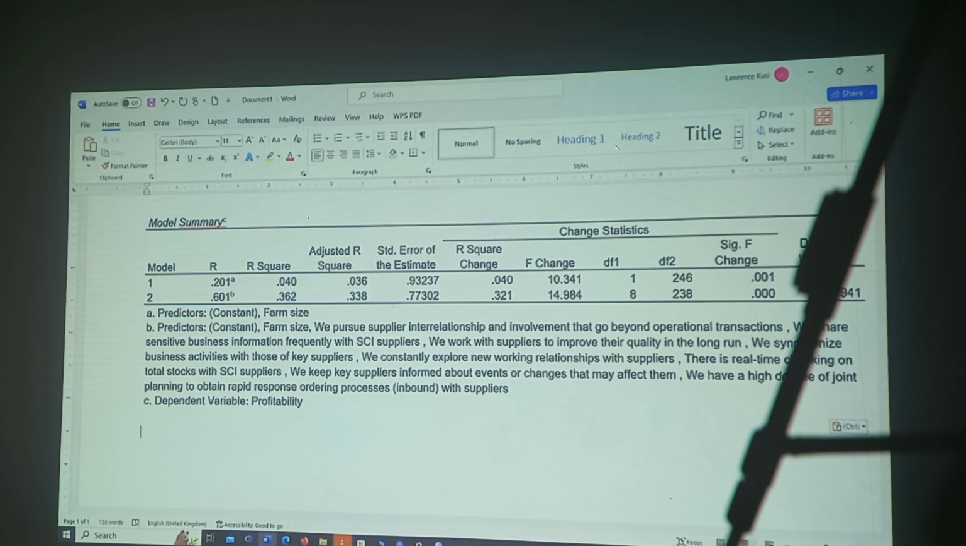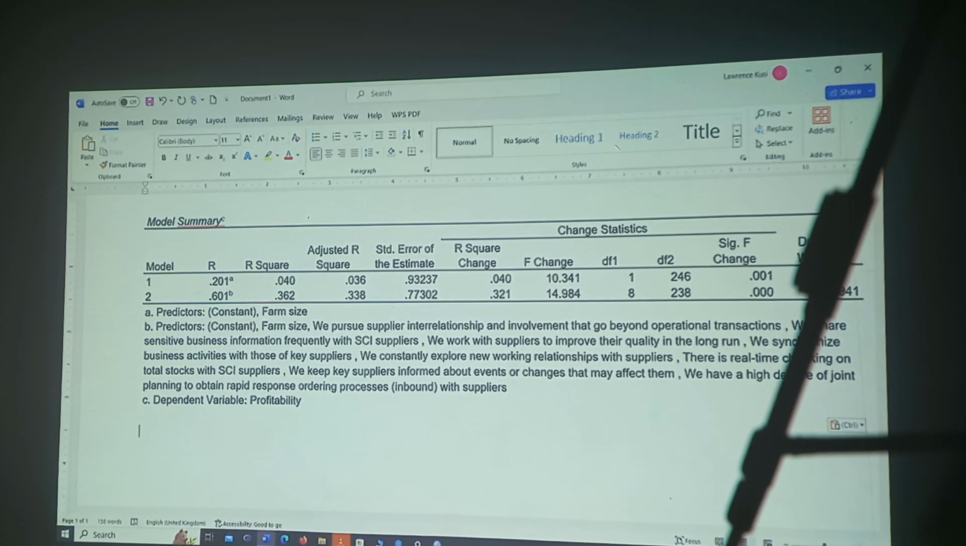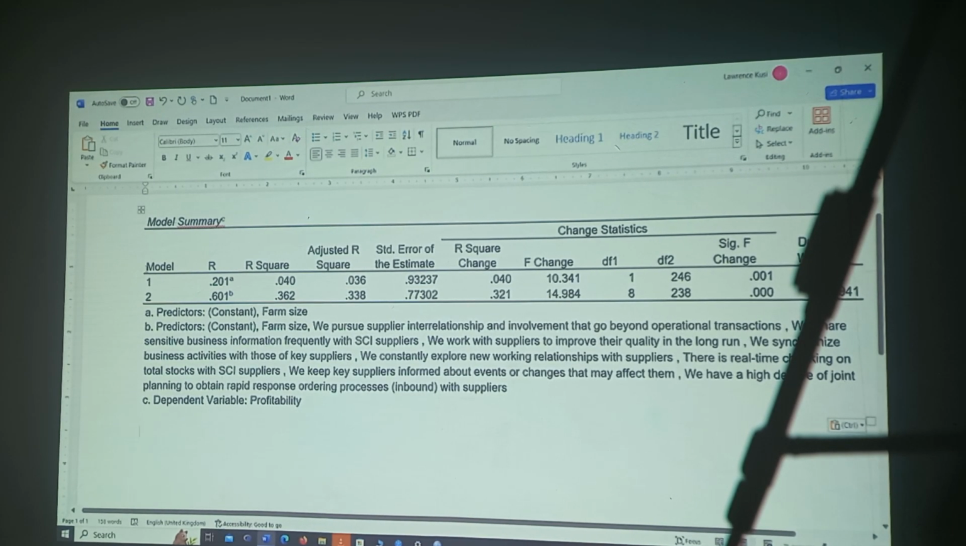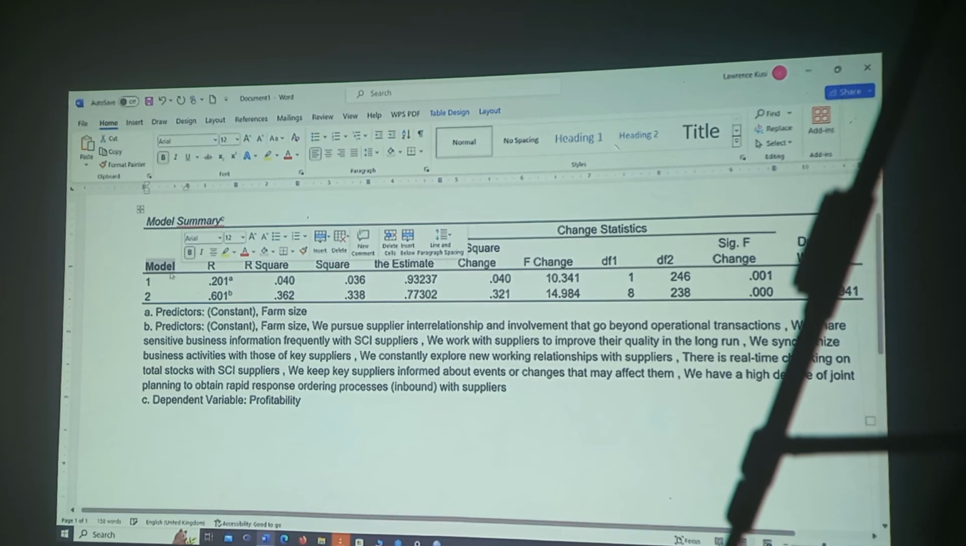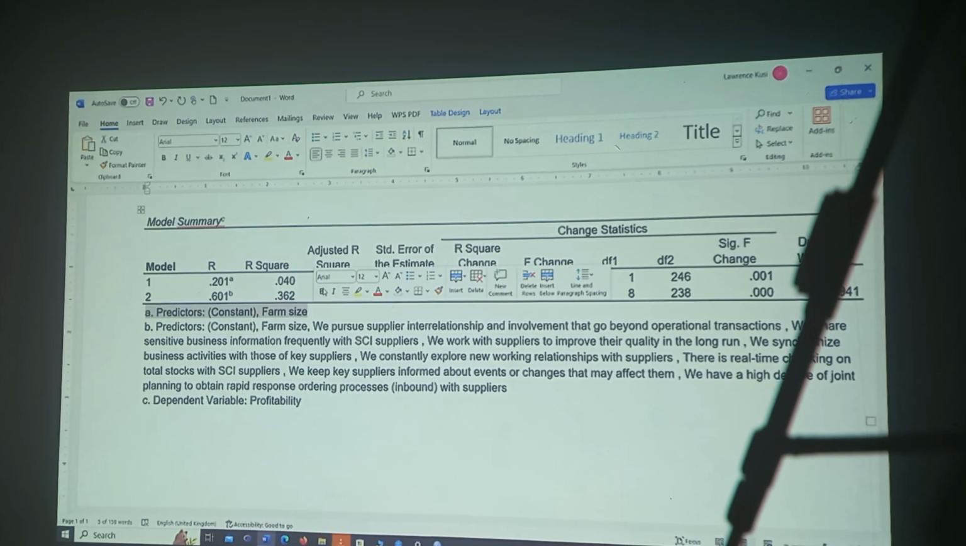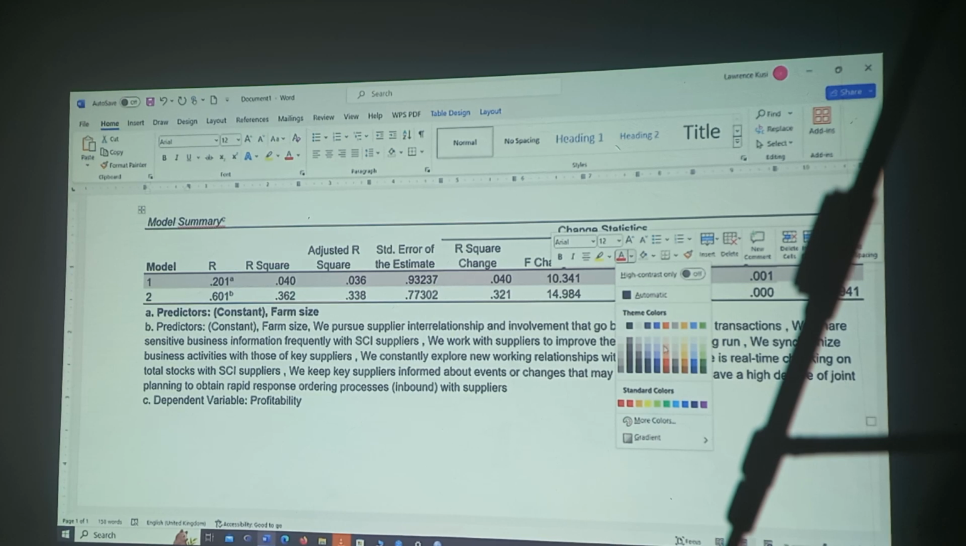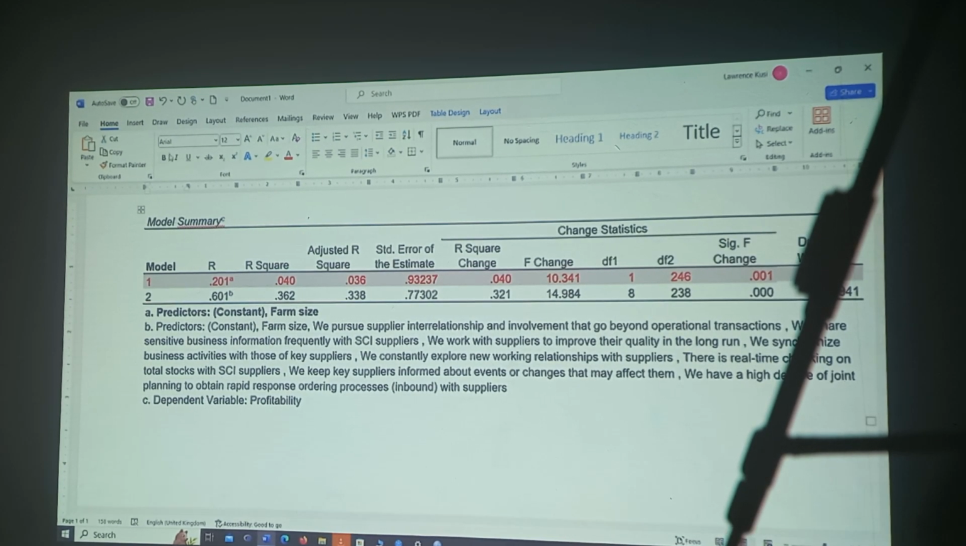But since we entered the variables in 2 steps, it will give us the first model and then also give us the second model. So the first model, the only predictor that we considered was the firm size. So the model here is block 1 and block 2. Yeah. So we have model number, have you seen? So the first one is for the firm size. Look at the predictors. Predictors A. It's talking about what? Constant and firm size, right? Yes. So that is for the first model.